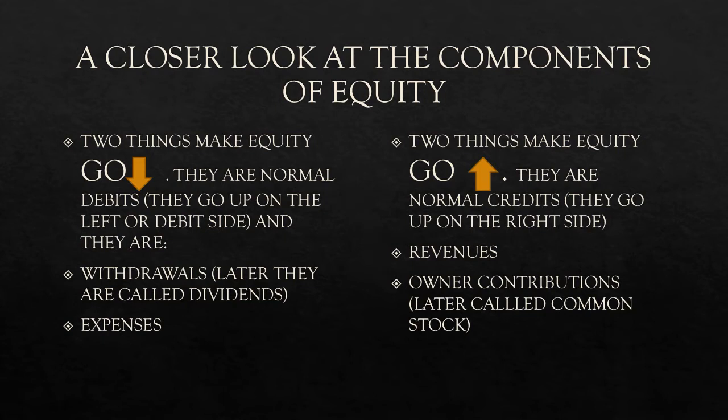Also then, additional owner contributions. Later we're going to call that common stock, but at this point, in these early chapters, we call it owner's capital. And those contributions make owner's equity go up.